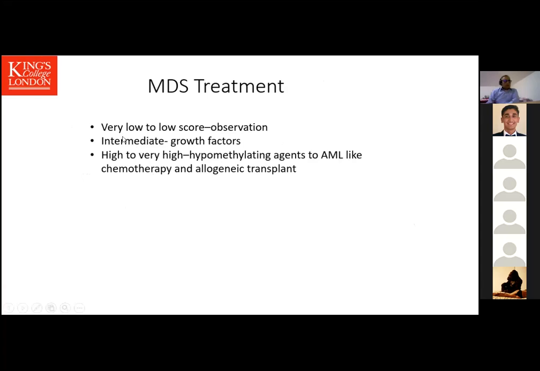MDS treatment, if it's a very low score, you just observe the patient, don't do anything. If it's intermediate, we can give growth factors like GCSF or erythropoietin. If it's high to very high, then we can give hypomethylating agents or AML-like chemotherapy and then transplant by the allogeneic method.